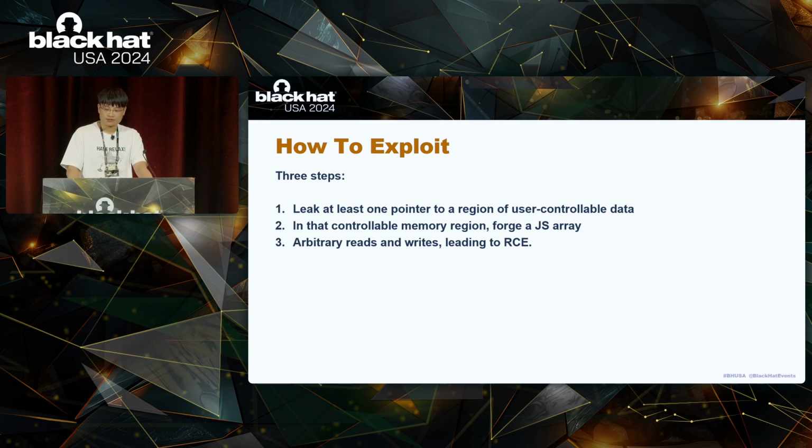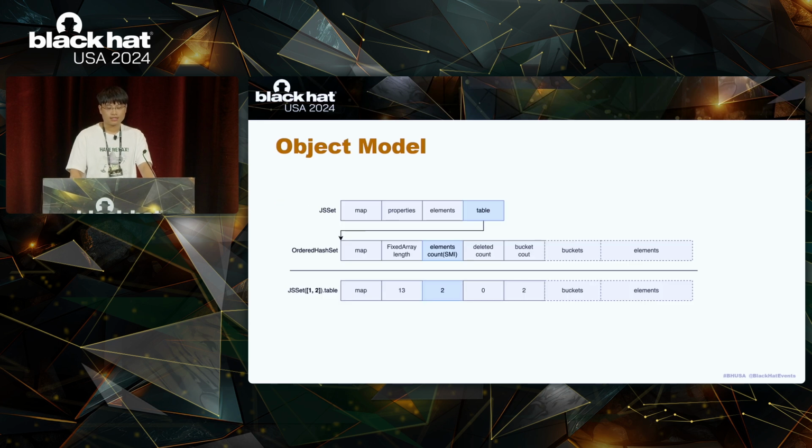However, the hardest part of the whole exploit process is actually the first step. How do we get such a memory-controllable object through the vulnerability? We need to dig a little deeper to understand the related object model. As demonstrated in the slides, there are two object models. The first is JSSet.